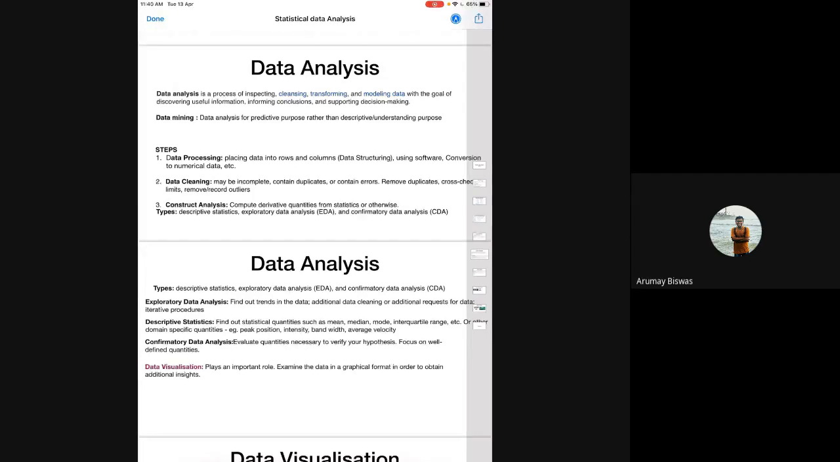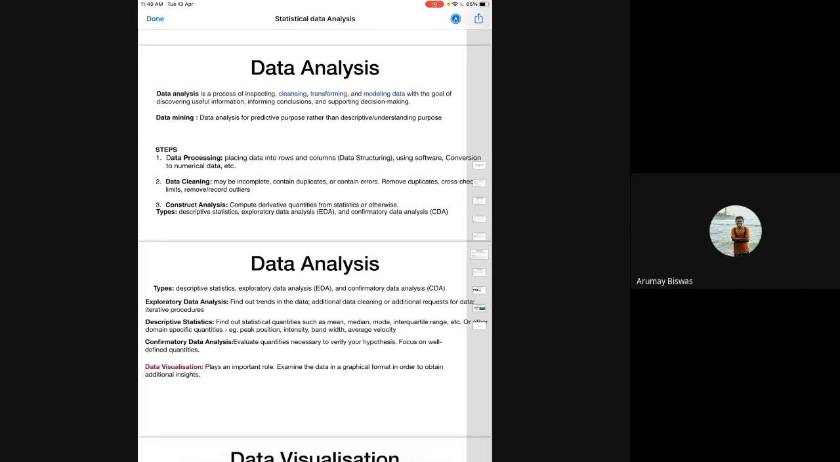So initially you have to do data analysis. So the first step is data processing, which is structuring your data so that it is easily analyzable. You might want to convert a non-numeric data to numeric data. So a yes and no may be converted to maybe one and zero. And then you can apply statistical formulae to it, for example. Then data cleaning. You have to have some mechanism for identifying incomplete, duplicate, or erroneous data.